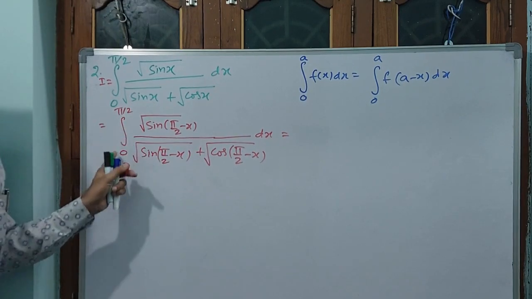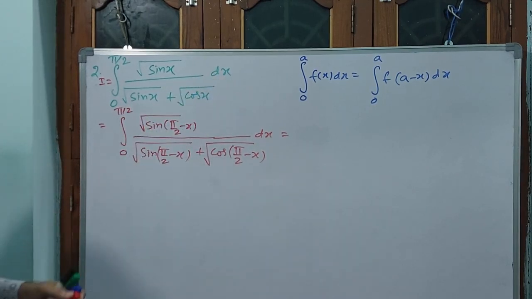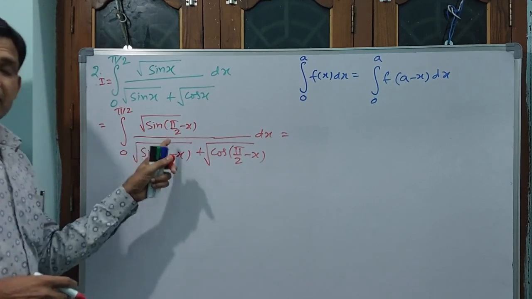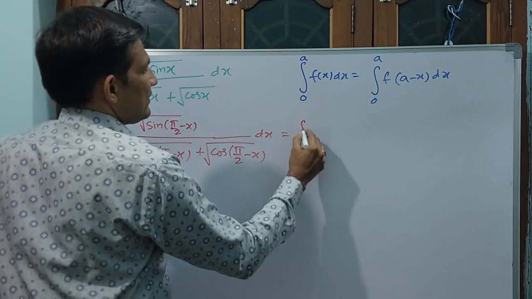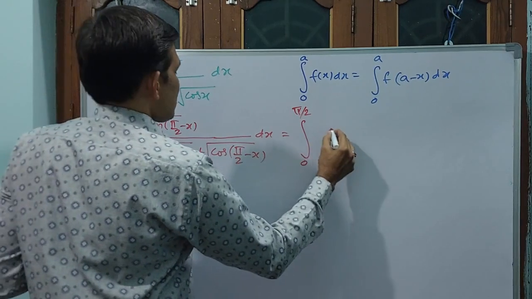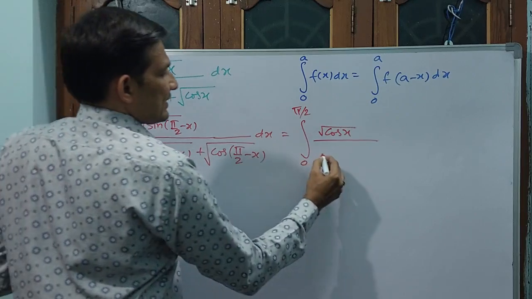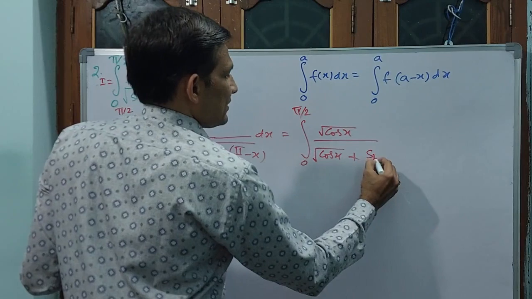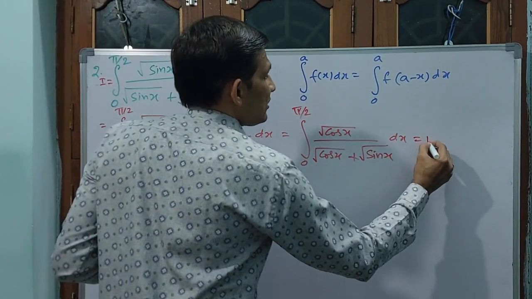Why? Because we can write this process like this based on that property. Property we can say rather than formula. See, again sin of 90 minus theta is cos theta, cos of 90 minus theta is sin theta. You change this accordingly. 0 to pi by 2 will come here, and this is square root of cos x, plus square root of sin x, dx.